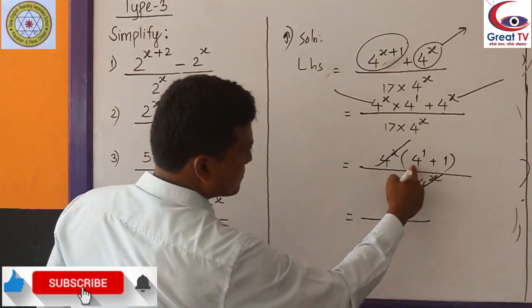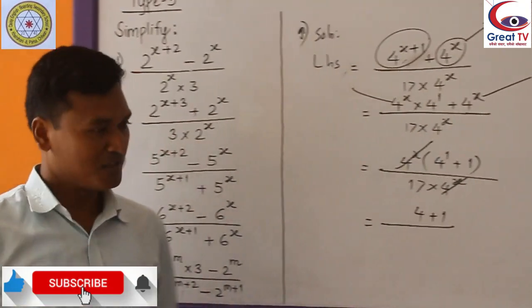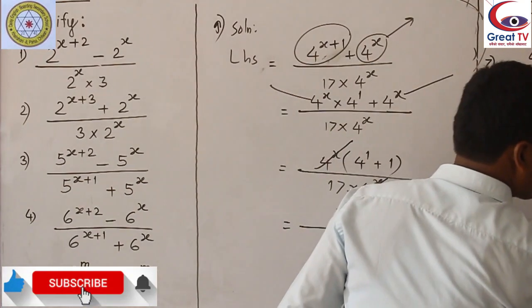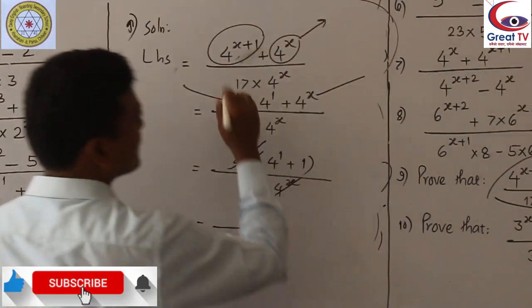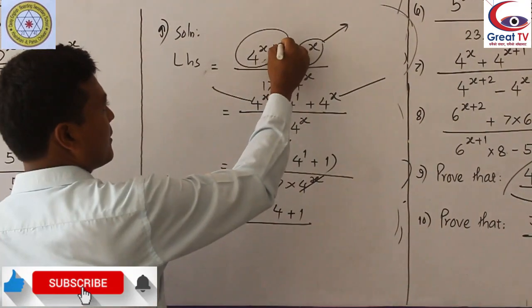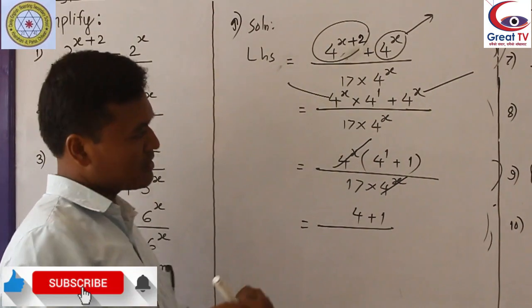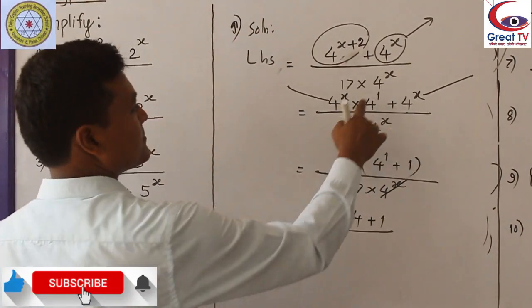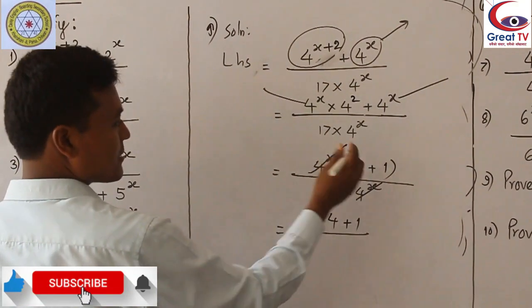Okay, 4 to the power 1 means 4, plus 1. But, I copied the question wrong. It should be 2 to get the value 1, yes, we must write 2. And I am solving by correcting the question, because if the question says prove that, we must get the right answer. I might have copied the wrong question. Here 2, I change the question.